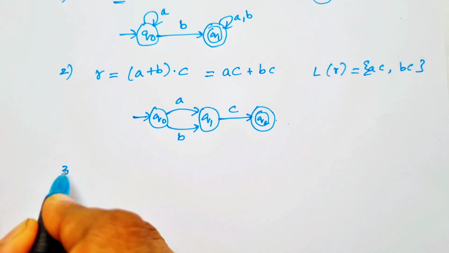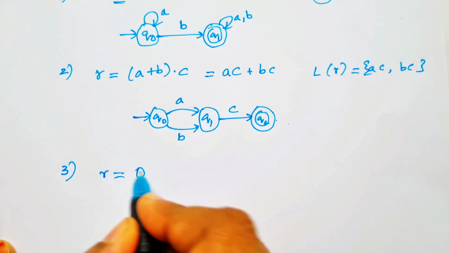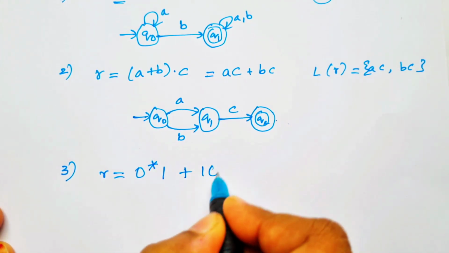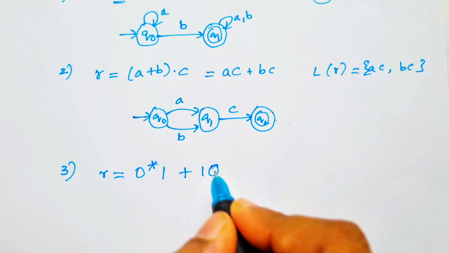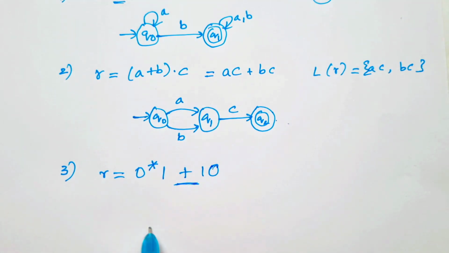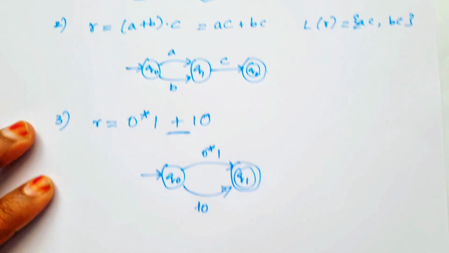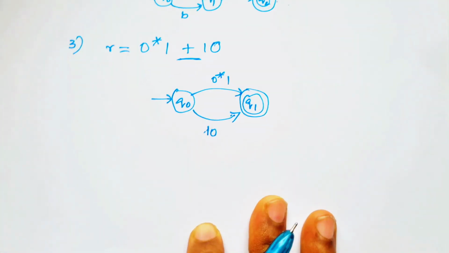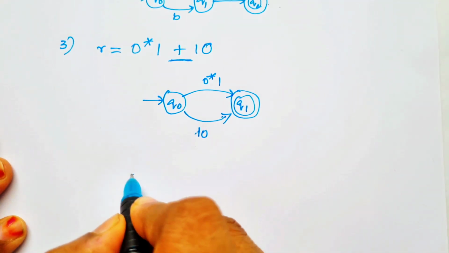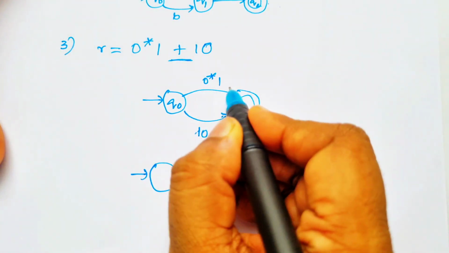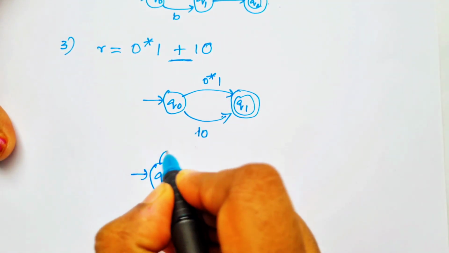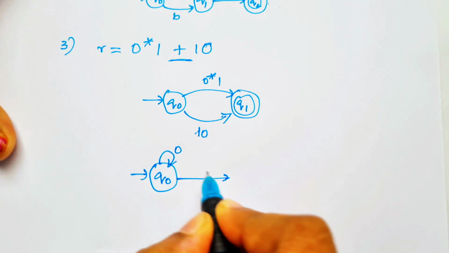Next, R equal to 0 star 1 plus 1 0. First we shall draw for this plus like this. 0 star 1, it is ending in Q1. This side it is 1 0. Now we shall extend the diagram. See, we shall draw for 0 star 1. What is that? 0 and then followed by 1.